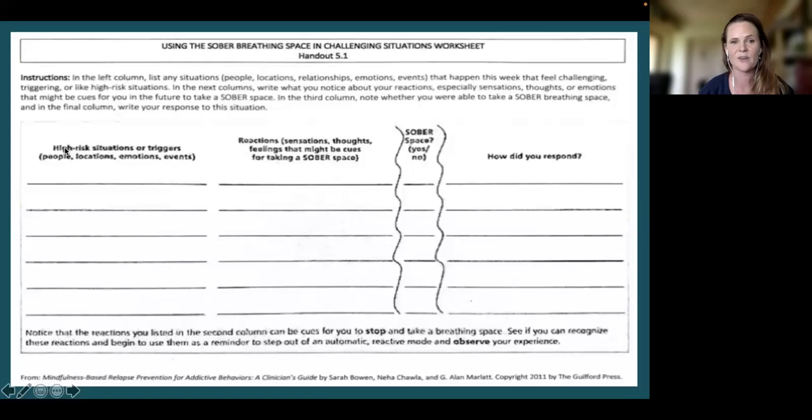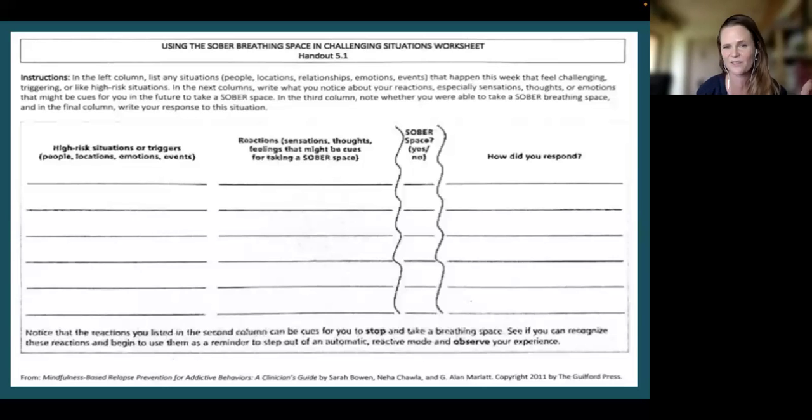So a corollary here for MBRP is using the sober breathing space in challenging situations. With MBRP, you're doing it as you go a little more. Ideally, they're filling it out as they're in the situation, although I have not found that to be very practical for many patients. But you're listing the situation or the trigger. You're using that mindfulness lens to articulate what your reactions were. And then you're just checking, were you able to use that sober breathing skill or not? Yes or no? And then how did you respond?